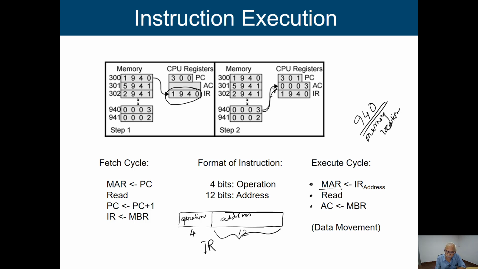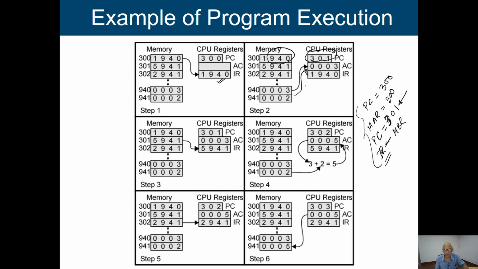Once you complete this instruction, the program counter becomes 301 and the value of the accumulator becomes 3. That means we have transferred the information from memory location 940 to the accumulator. Then it will go to the execution of the next instruction. When we go to the next instruction, I think the picture is clear. Now we can see what it is doing. First from 301 we fetch it, we get 5941, and we know that 941 is the address and 5 is one kind of instruction.